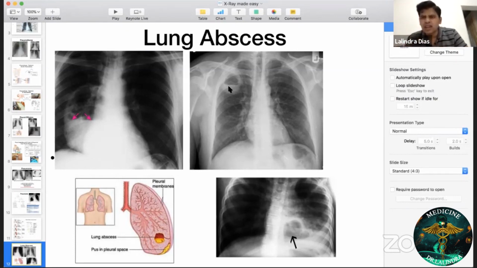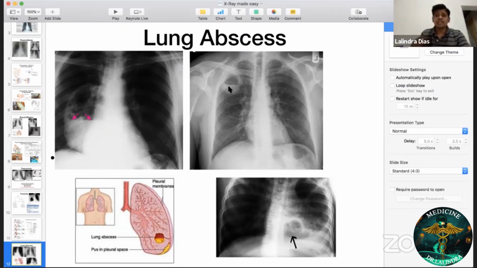What are the clinical features? Very high fever, and they get shivering, shakes, chills and rigors. Very high fever spikes, like this in the fever chart. Very unwell, acutely unwell patient. His eating, drinking, everything is affected.